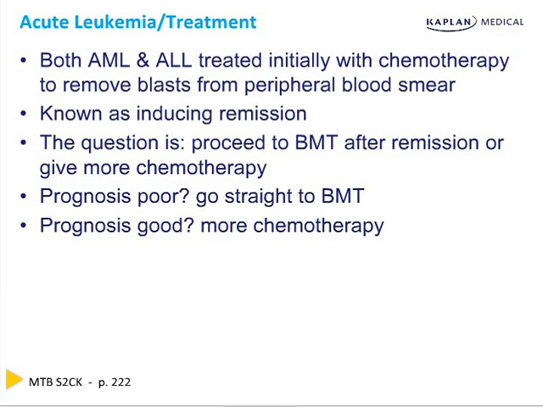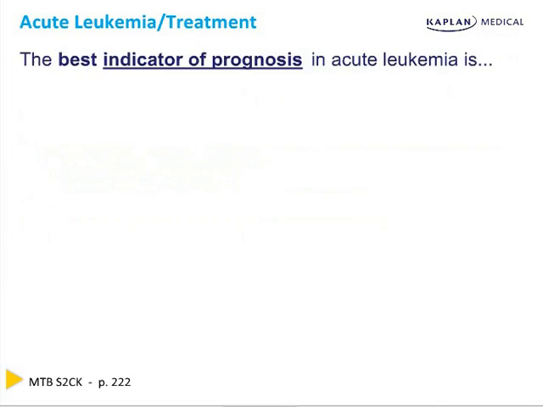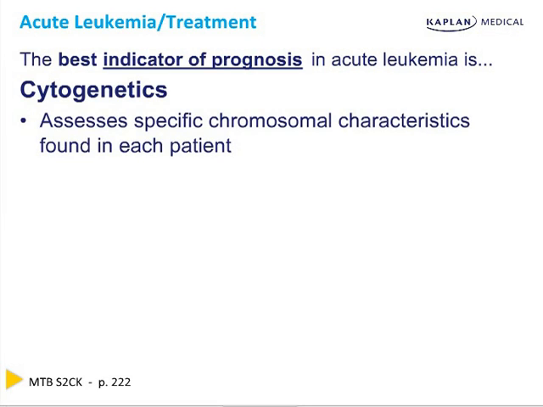The answer is cytogenetics. That's why the answer to the question, which of the following is the best indicator of prognosis in acute leukemia, is cytogenetics. Cytogenetics is an individual assessment of the chromosomal characteristics found in each patient. In a way, it's like a fingerprint of your own individual characteristics. You could have 3 people with acute myelogenous leukemia. One might have chromosomal abnormalities that indicate a 5% chance of recurrence, another 50%, another 70%.